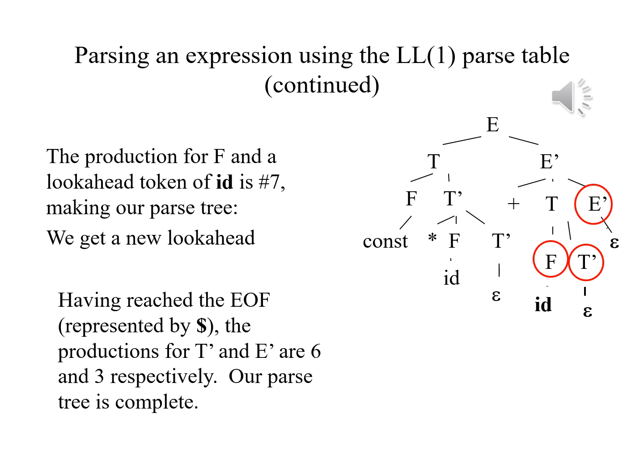We go up to E prime, and again E prime together with the end of file marker gives us E prime derives the empty string, which is production 3. At this point, our parse tree is complete.